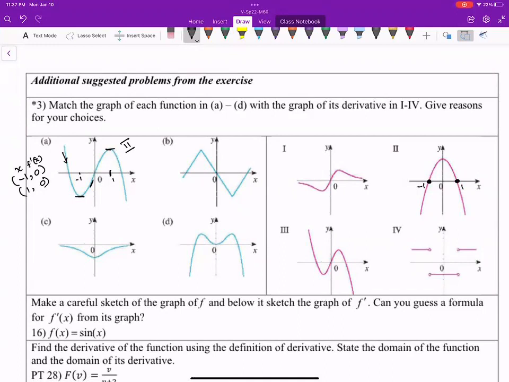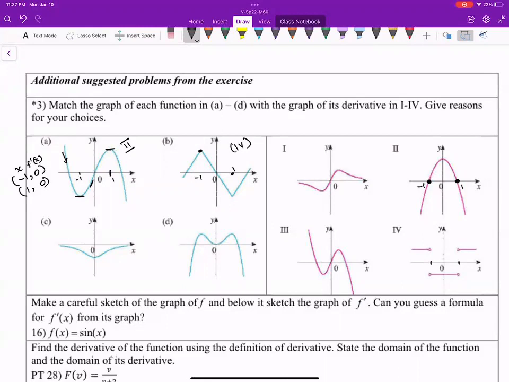Then what about the next one? Here you notice that at -1 there is a corner, and at +1 there is a corner, so there is no tangent. You cannot draw a tangent. So there will be a discontinuity in the derivative at -1 and at +1, a jump discontinuity. So for B, the answer is more like 4. It matches with 4.